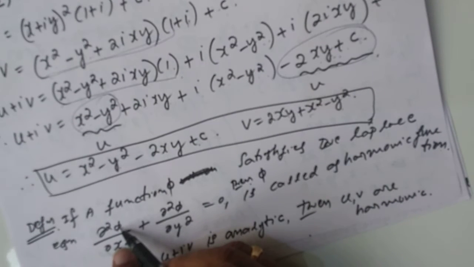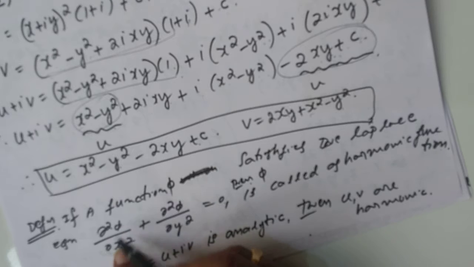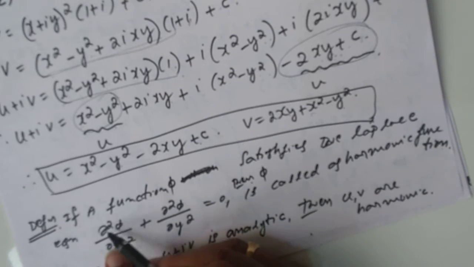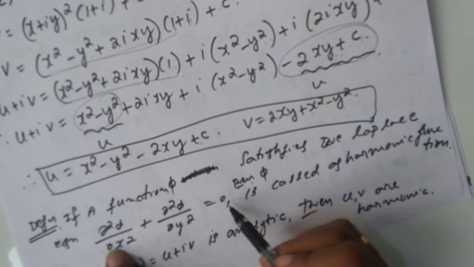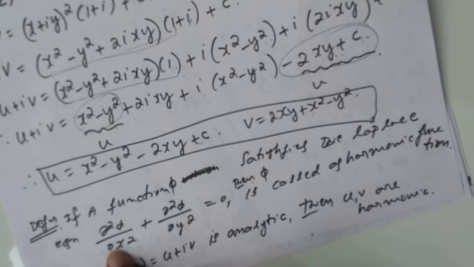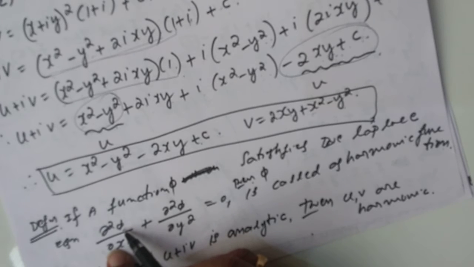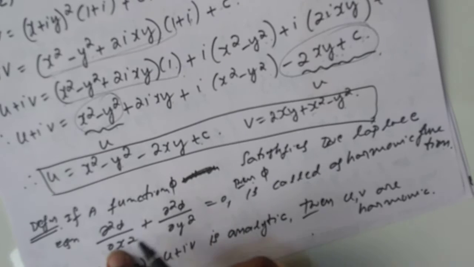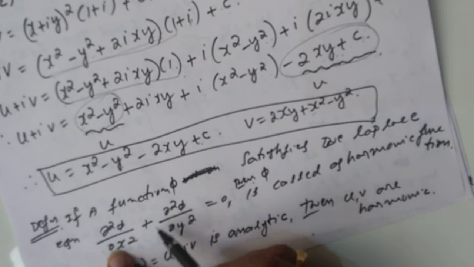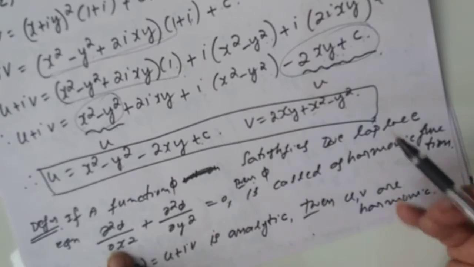Suppose I want to say u satisfies the Laplace equation, then it means phi is equal to u. Dou squared u by dou x squared plus dou squared u by dou y squared is equal to 0. Then u, the real part, satisfies the Laplace equation. Suppose I want to prove the imaginary part v satisfies the Laplace equation, put phi is equal to v. Dou squared v by dou x squared plus dou squared v by dou y squared is equal to 0. Then we say v satisfies this Laplace equation, then v is harmonic.